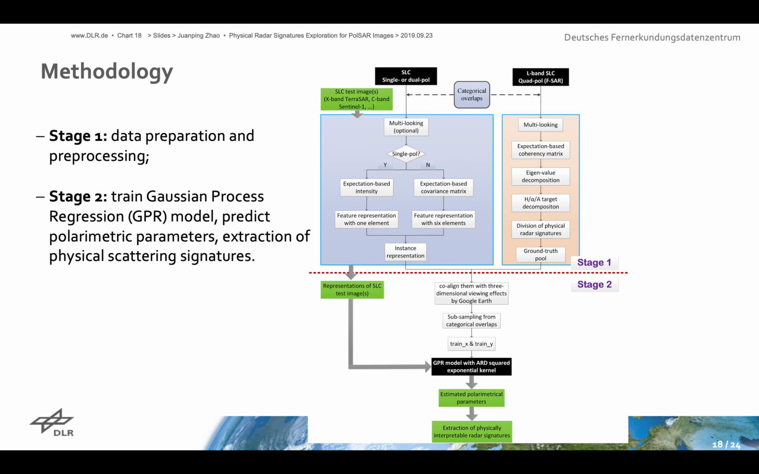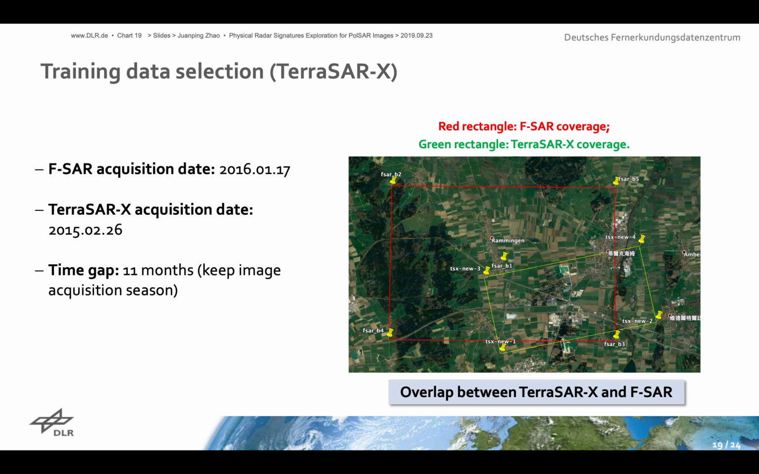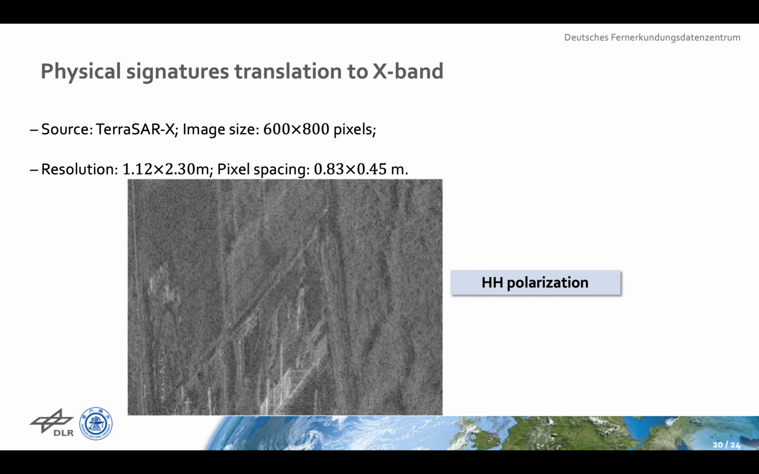And the methodology is composed of two parts. Stage 1 is data processing, preparation and pre-processing, and then in stage 2 we train a GPR model, predict polarization parameters, and extract physical scattering signatures. These are the experimental results from SAR data and TerraSAR-X data.